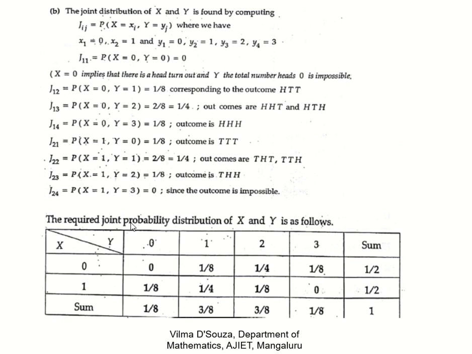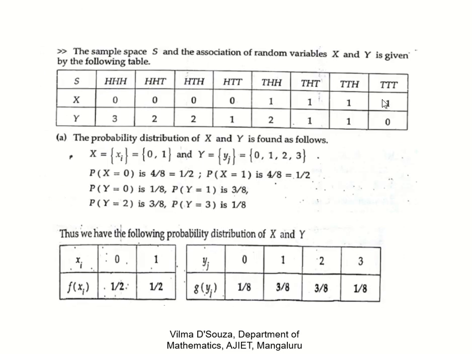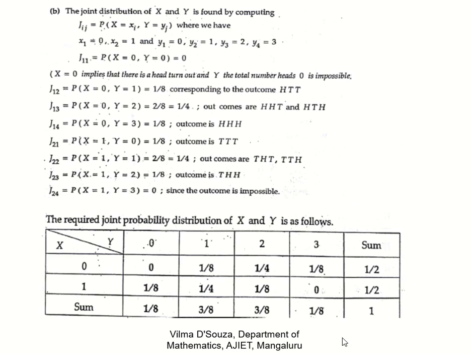Fine. Next X equal to 1, Y equal to 0. Only once, 1 by 8. X equal to 1, Y equal to 1. 2 by 8, that is 1 by 4. Next X equal to 1, Y equal to 2. That is 1 by 8. X equal to 1, Y equal to 3. That is 0. If you want, you can go through this explanation, but if you understood, it is well and good.